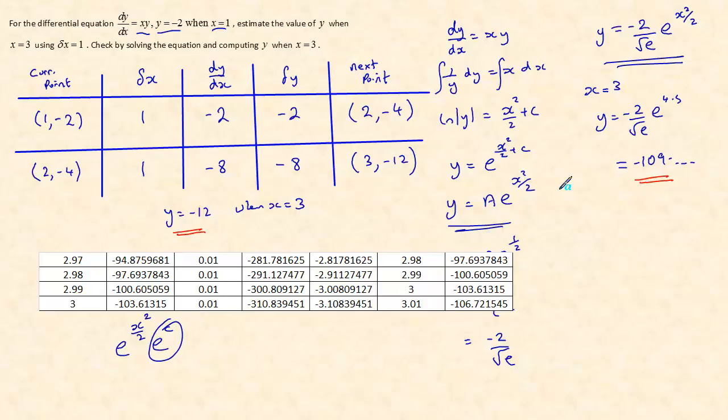Now, in this case, this discrepancy is all due to step length. We can see here the last few lines of a spreadsheet where I've used delta x is 0.01, and that gave us a y value when x is 3 of negative 106, nearly negative 107. So much, much closer to the true value.